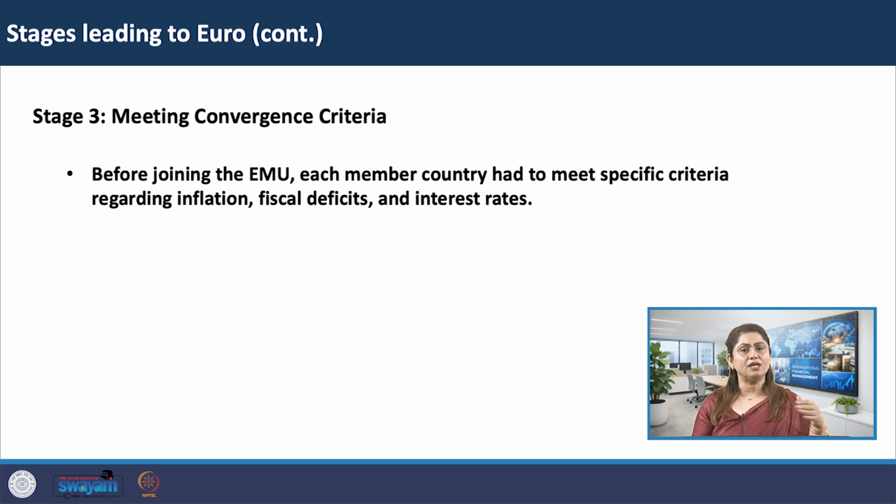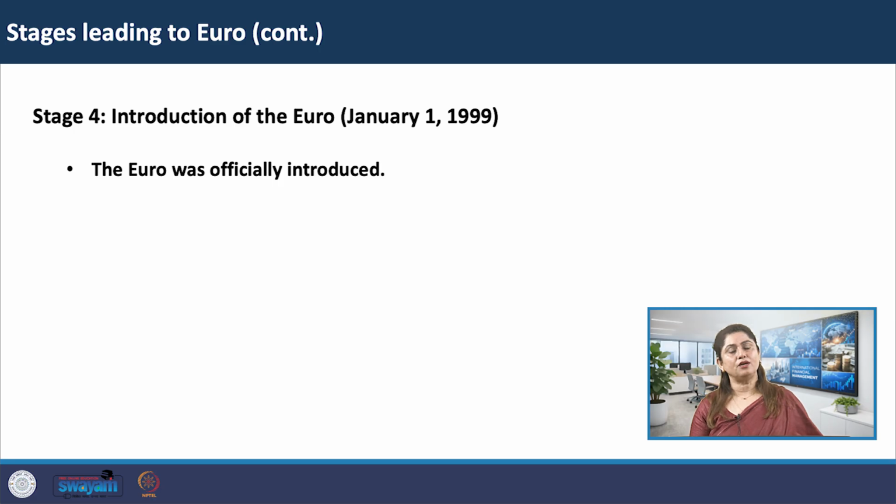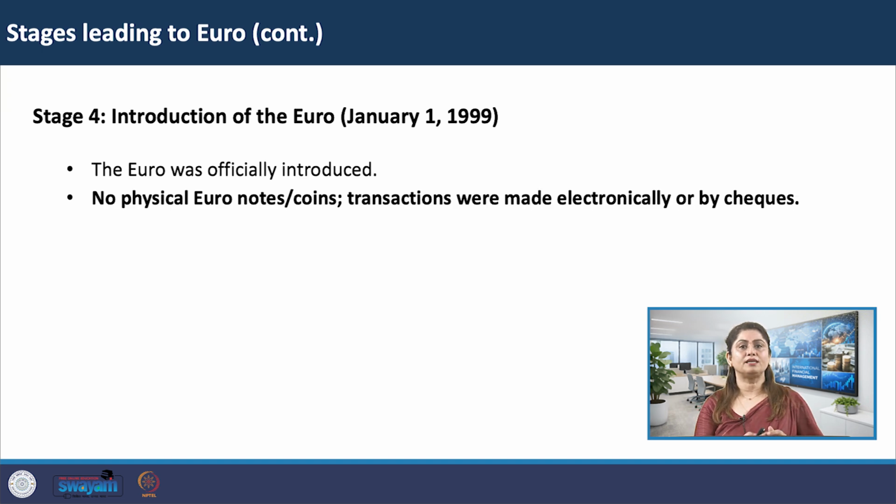Countries that were chronically inflationary, like Italy and Spain, had to finally get serious about fiscal responsibility. And then finally on January 1, 1999, it happened. The euro was officially introduced. Now I want you to understand something important. When the euro was first introduced in January 1999, there were no physical euro notes or coins in circulation. Surprising, right? All transactions were made electronically or by check.